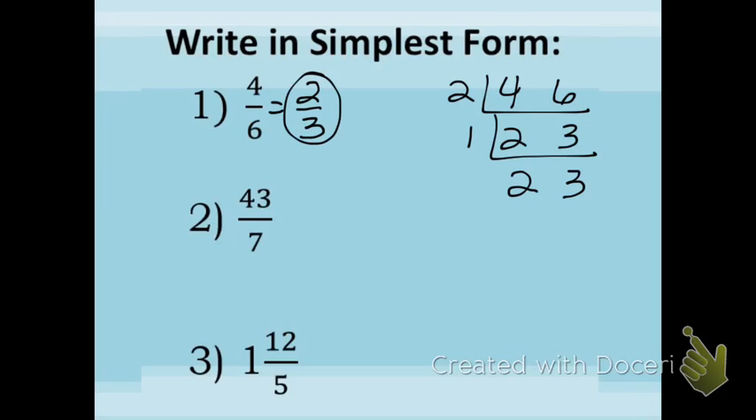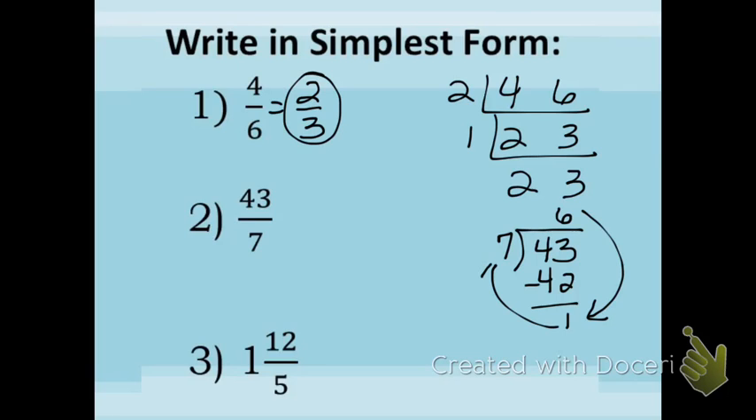Okay. Now, number 2, was it improper? Yes. So divide 7 into 43. How many times does it go? 6 times with how many left over? 1. And so we go around the world. 6 and 1/7. Okay, wait for me, okay? Thank you. 6 and 1/7.